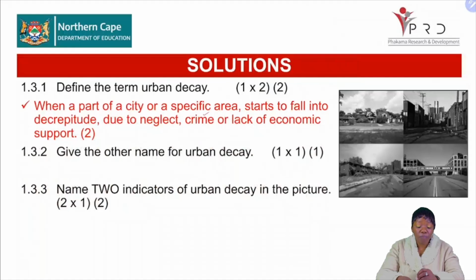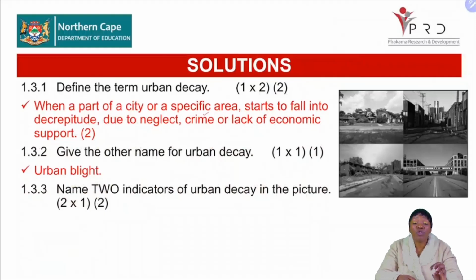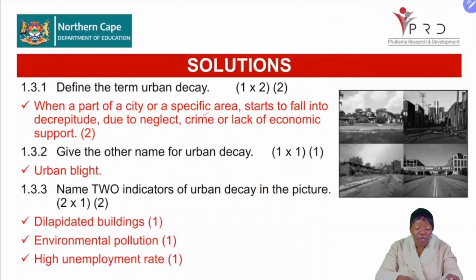Then your 1.3.2, you give the other name for the urban decay. We call it an urban blight. Even the transition zone that we mentioned is still correct, because it is also referring to urban decay. Then your 1.3.3, you name 2 indicators of urban decay in the picture. Sometimes the question might say, give characteristics of the urban decay. In this one, they said name 2 indicators. Indicators are still referring to the characteristics.